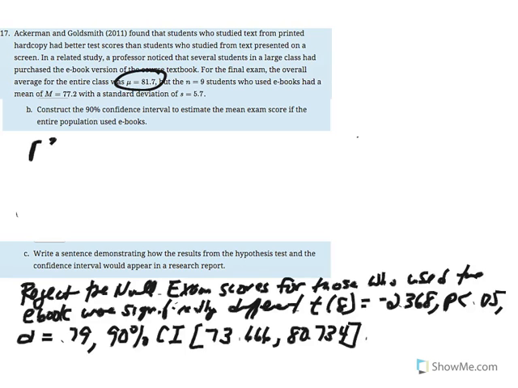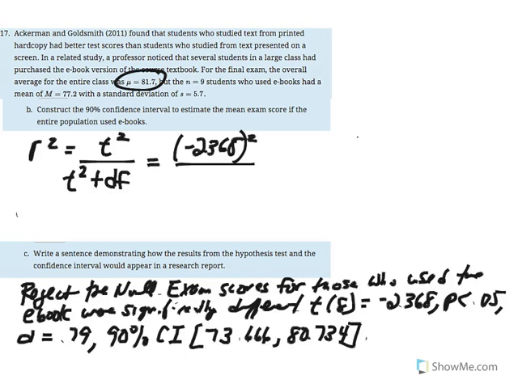The equation is R squared is equal to t squared, and this t is our t statistic, unlike when we calculate our confidence interval, where that t was different. This is from our t calculation. And our equation is as follows. R squared is equal to our t statistic squared over our t statistic squared added to our degrees of freedom. So for this example, let's replace our variables. Our R squared is equal to negative 2.368 squared over negative 2.368, and we're going to square that, added to our degrees of freedom, which is equal to 8.